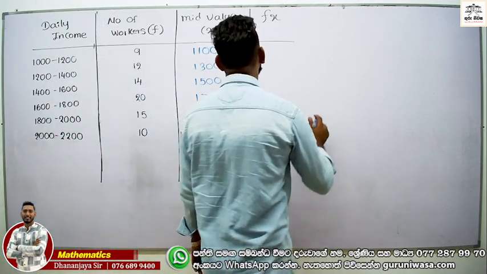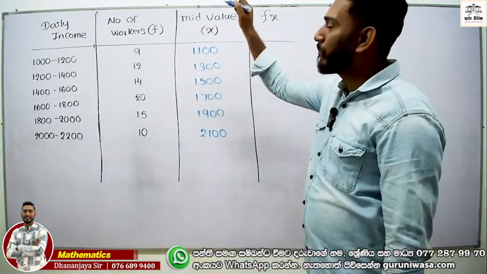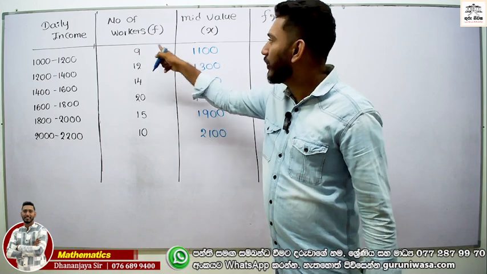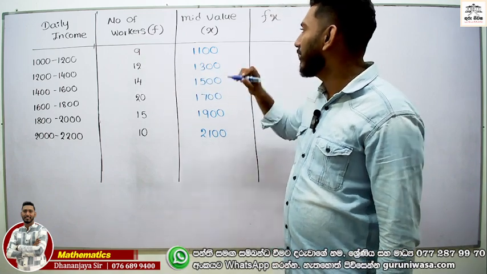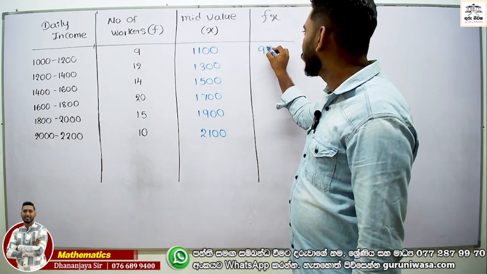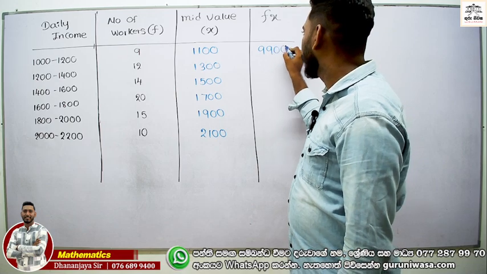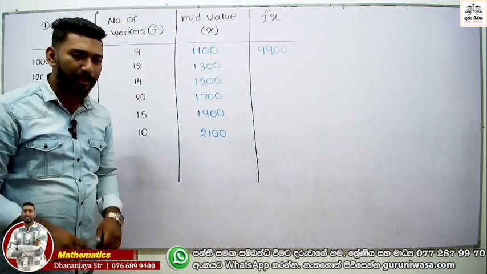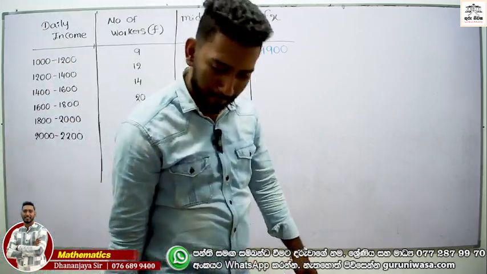And I told you, fx means the product between f and x. As an example, 9 into 1100 is 9900. Right. Now, fill this table. Hurry up.